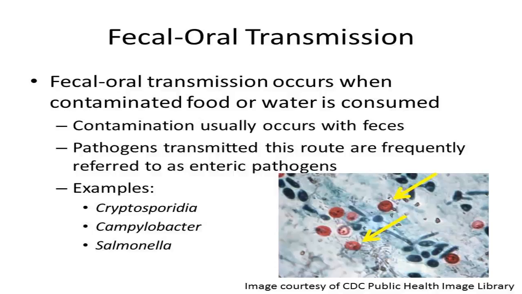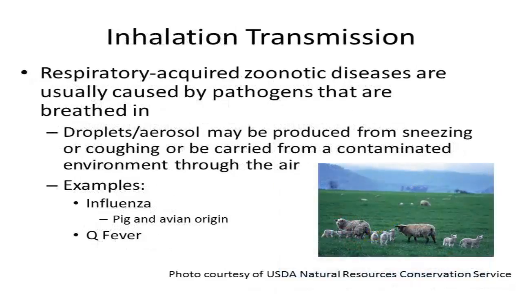An example of a pathogen that can be spread via the fecal-oral route is Cryptosporidia, a micrograph of which is included in this slide. The Cryptosporidia organisms are stained red. Other examples of pathogens that can be transmitted via the fecal-oral route are the bacteria Campylobacter and Salmonella.